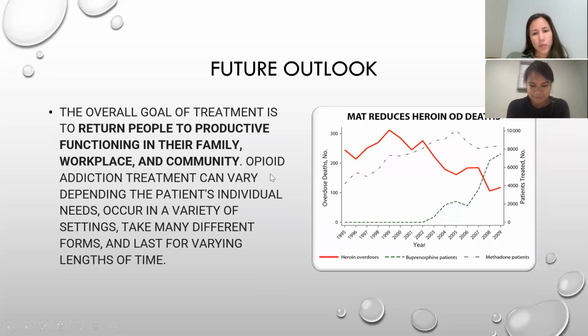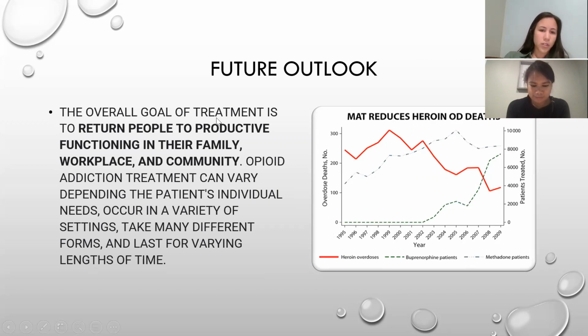So, a future outlook. You can see in this chart, first off, that this red line with the heroin overdoses has gone down. This is from a while ago, and you can see that concurrently buprenorphine patients are going up, and methadone patients are up and kind of stable. So it's looking like this is really working, and it's important to get more people aware of the treatment options and how much it can help patients prevent overdose.